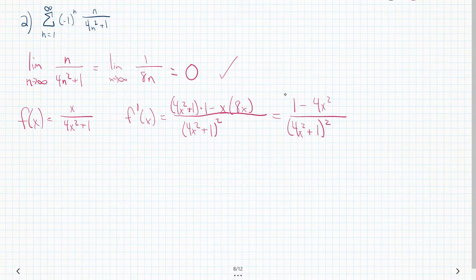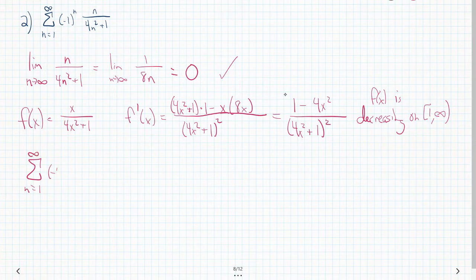Well, notice if you plug in any number 1 or higher, this means we have a decreasing function, so f of x is decreasing on the interval 1 to infinity. So we have it's decreasing. We have the limit as n goes to infinity of the terms going to 0, and so this means by the alternating series test that this series converges by the alternating series test.